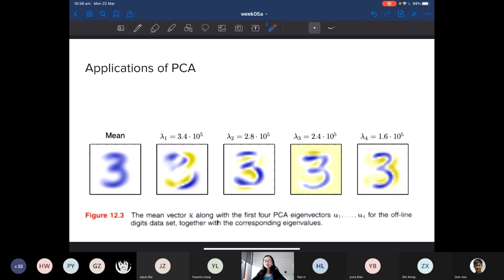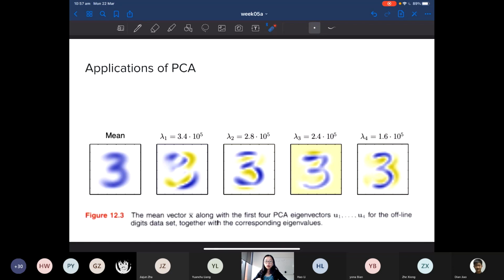So you may ask, what do the principal components mean, and what do they look like? Assuming we're looking at all the handwritten digit 3s, the mean looks like a 3, blurred, because there are shifts around. That makes sense. And the first principal component has the largest lambda. As you can see, the first 4 components have decreasing lambda, but they are all lambdas of the same order of magnitude.